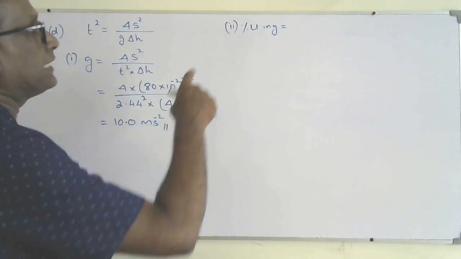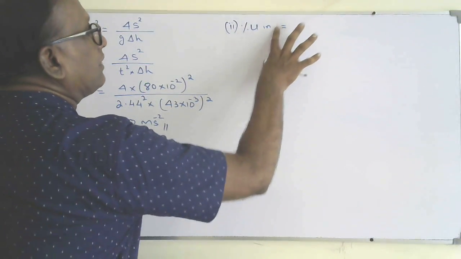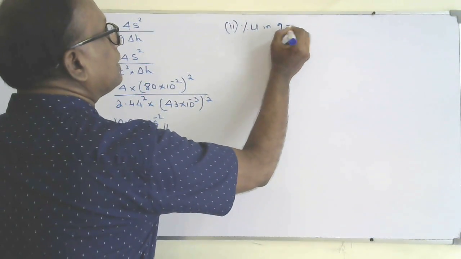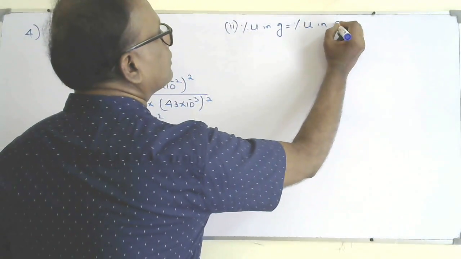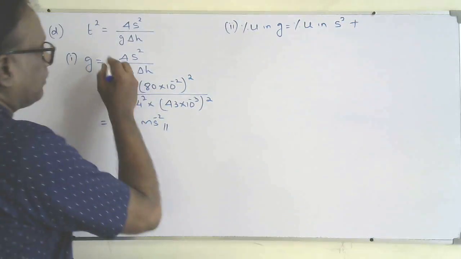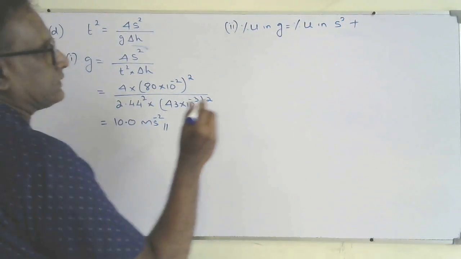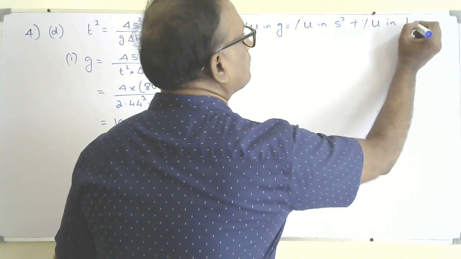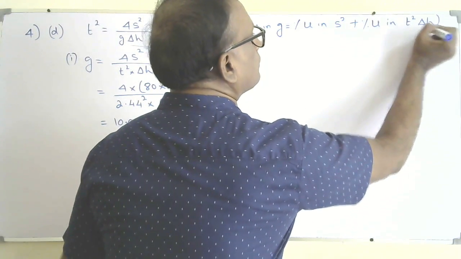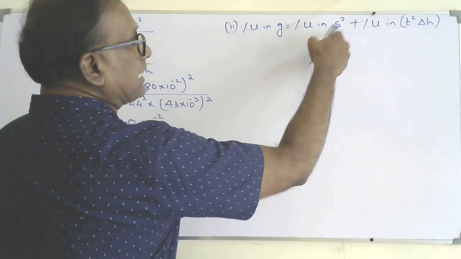So I can write percentage uncertainty in g equals percentage uncertainty in s squared, that's the top part, plus percentage uncertainty in t squared delta h. Right, one by one we'll solve it. Percentage uncertainty in s squared.